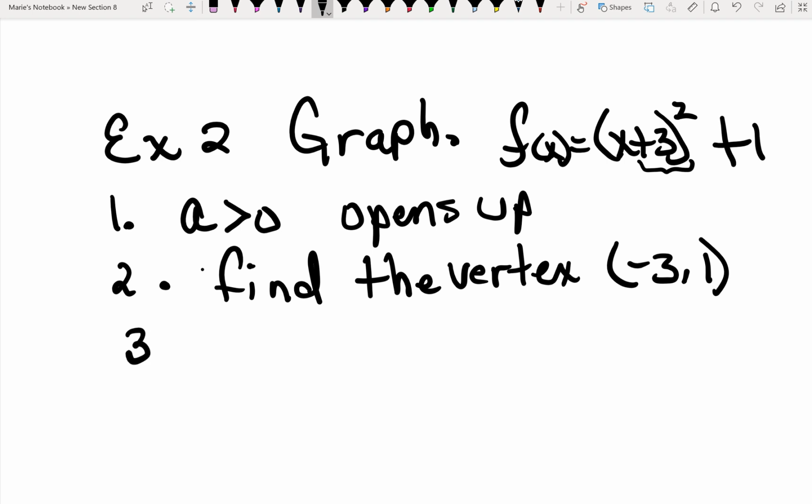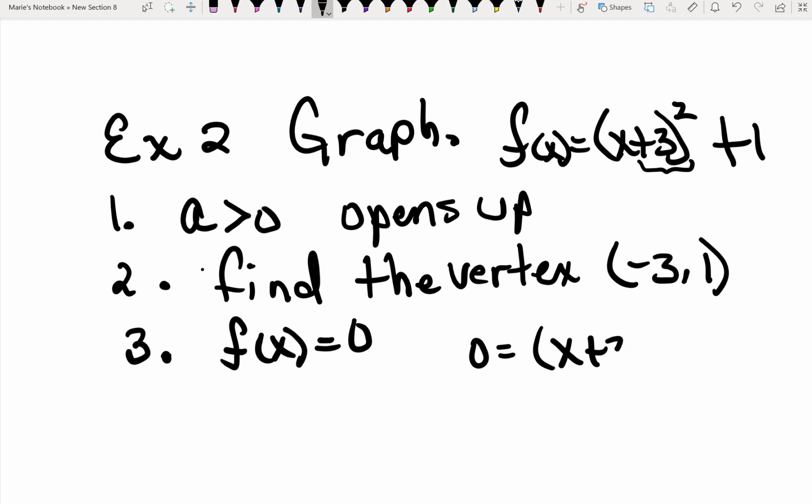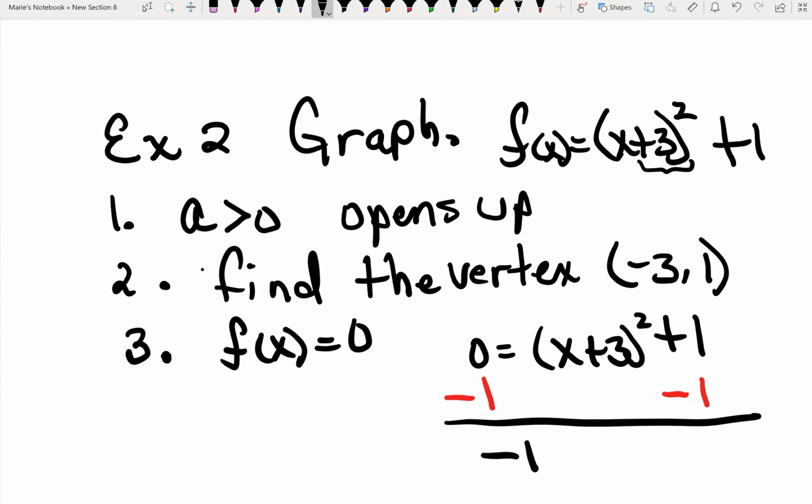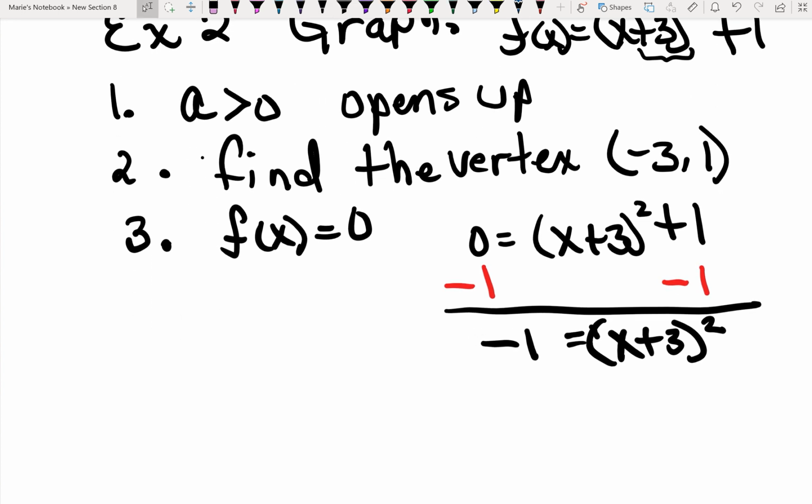Okay, for step 3, we're going to solve for f of x is equal to 0. And so in that case, 0 is equal to x plus 3 squared plus 1. So first step is going to be, I'm going to subtract 1 on both sides. And in doing so, this gives me negative 1 is equal to, well actually, let me not skip that step, x plus 3 squared. I'll take the square root of both sides, right, to solve. So square root of negative 1, square root of all of this.